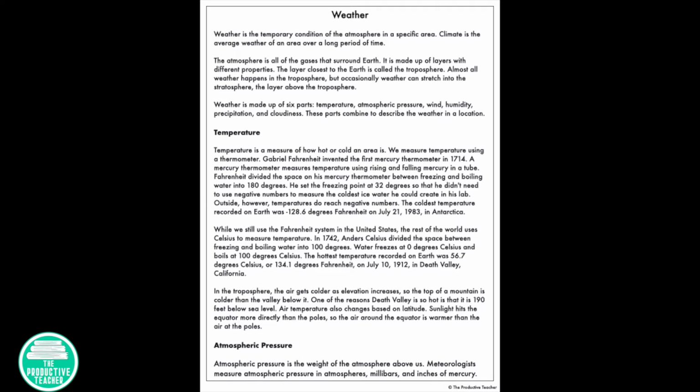Atmospheric pressure. Atmospheric pressure is the weight of the atmosphere above us. Meteorologists measure atmospheric pressure in atmospheres, millibars, and inches of mercury. 1 atmosphere is equal to 1,013.25 millibars, or 29.9 inches of mercury. A barometer is a tool used to measure atmospheric pressure. It records measurements in millibars or inches of mercury.